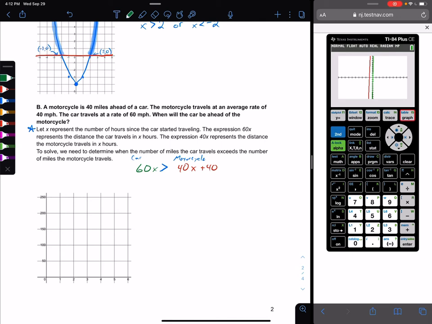So to change the window, what you want to do is hit the window key, which is next to the y equals. We're going to hit window.